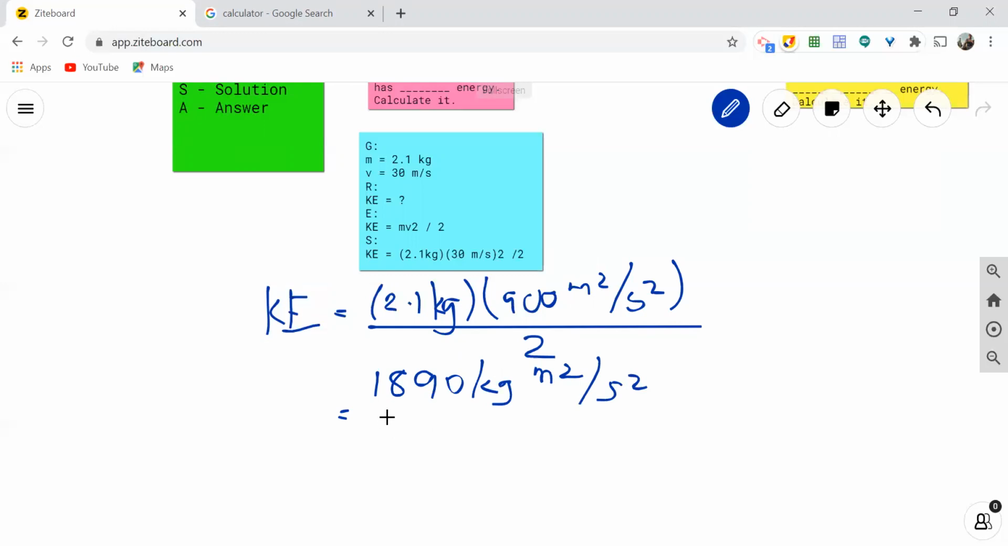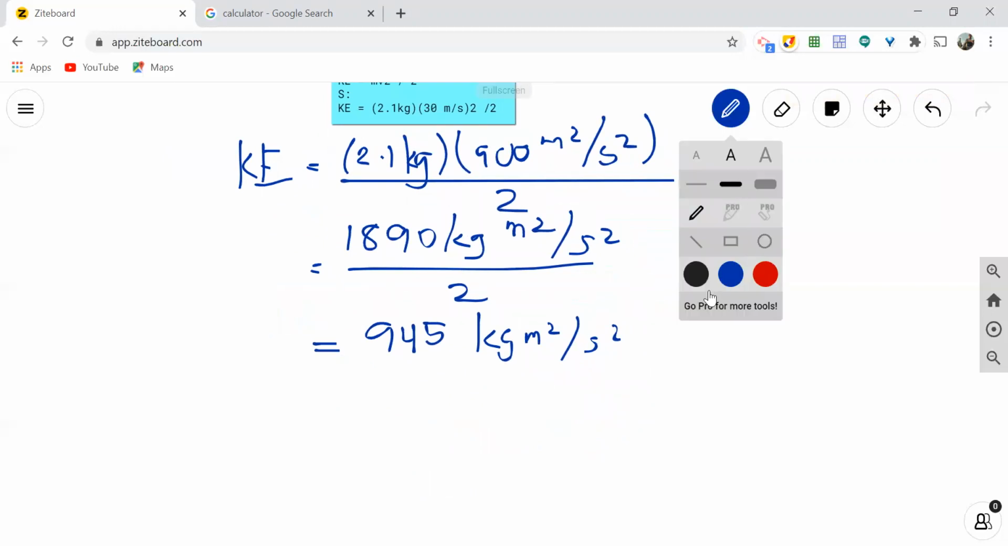Okay. Then divide it by 2. So that's it. 1,890 kilogram meter squared second squared divided by 2 is 945. All right. 945. And of course, all you need to do is to copy the units. Kilogram. Then meter squared, second squared.